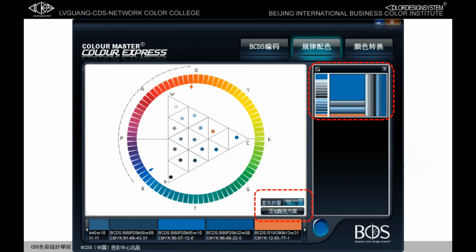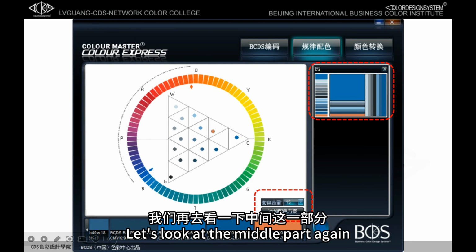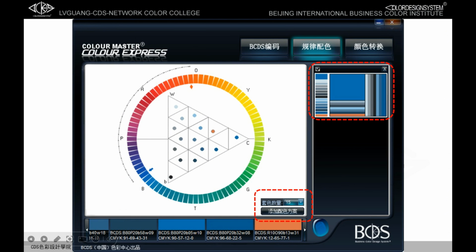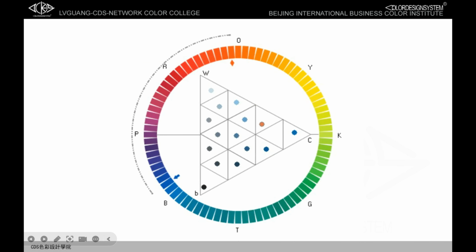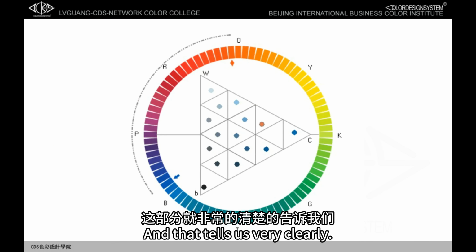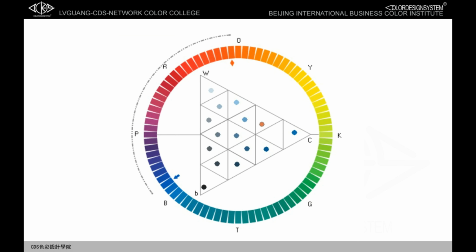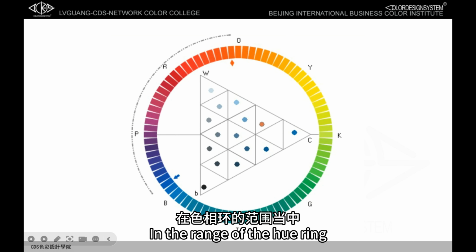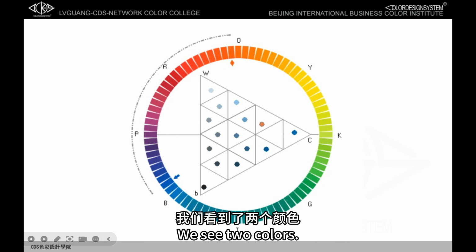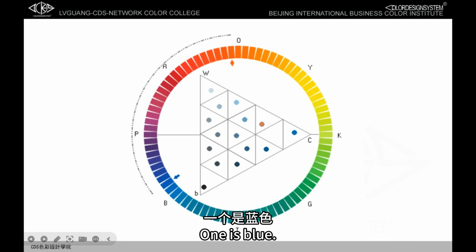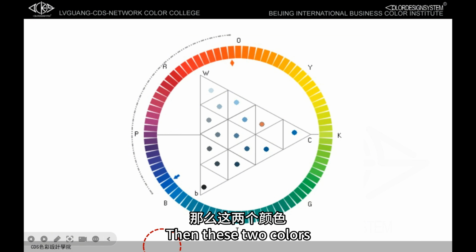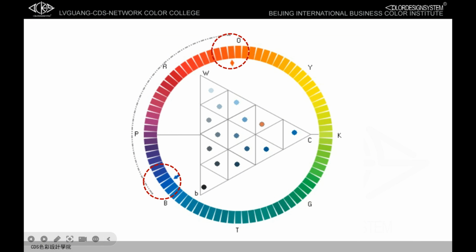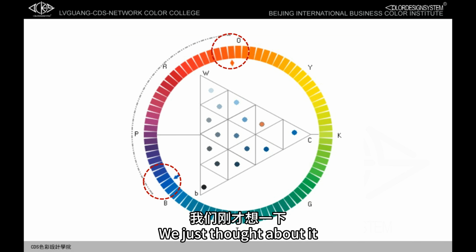And let's look at the middle part again. What's its interpretation? And that tells us very clearly. We look at it at first glance. In the range of the hue ring, we see two colors. One is blue. One is orange. Then these two colors, we just thought about it.